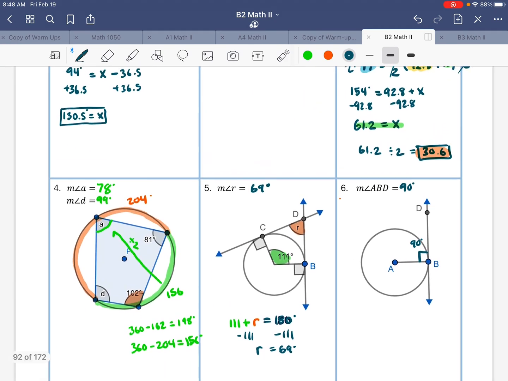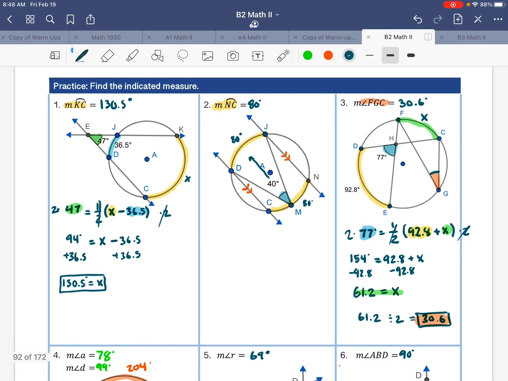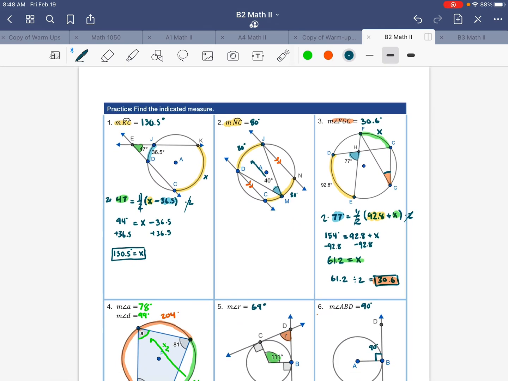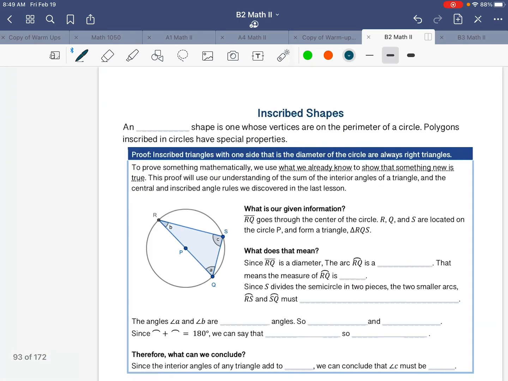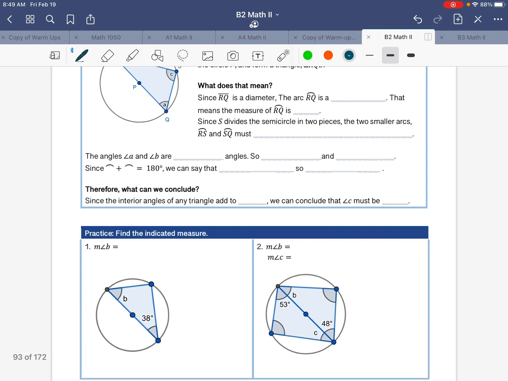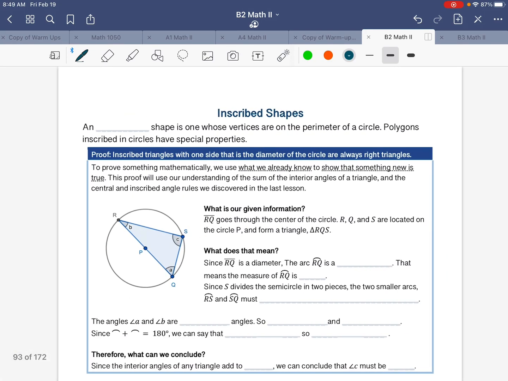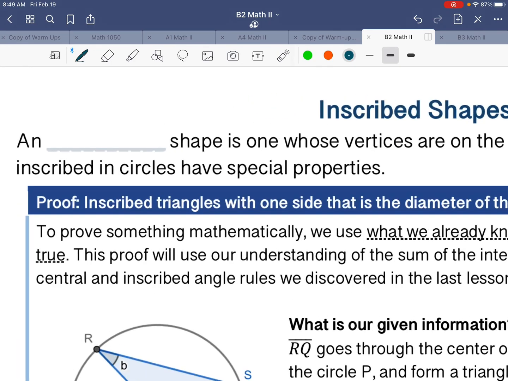So that's some of our circle theorems. I realize that they can get kind of complicated, or at least look complicated. So if you need help, let me know on the homework. One more thing to do, we're going to talk about inscribed shapes, and this is hopefully a topic that won't be too bad.